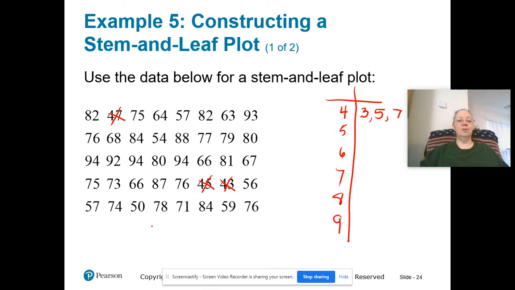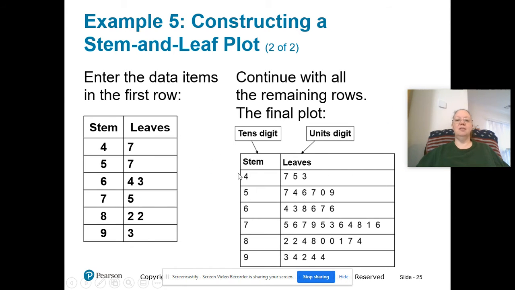So I have a 50. If I had a duplicate, if I had two 50s, I don't remember if I had a duplicate, but if I had two 50s, I would just put another 0. If I had three 50s, I'd put another 0. So when you have duplicates, you do have to write the duplicates.